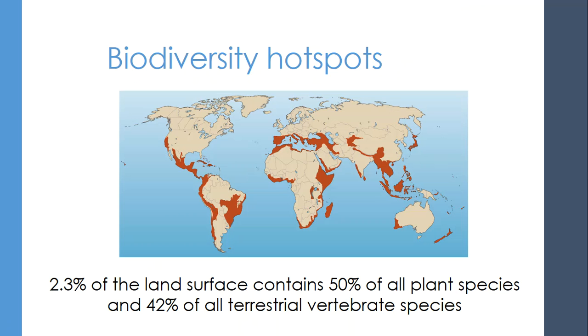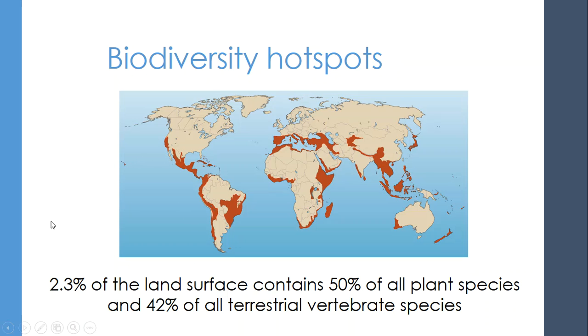And so we're going to talk about what biodiversity is. You're going to watch a little tiny video after this that defines biodiversity. But biodiversity hotspots are places on the planet that contain an incredible amount of species. So 2.3% of the land surface contains 50% of all plant species and 42% of all terrestrial vertebrate species. And a lot of these places have high primary productivity, and some of them are just really unique.